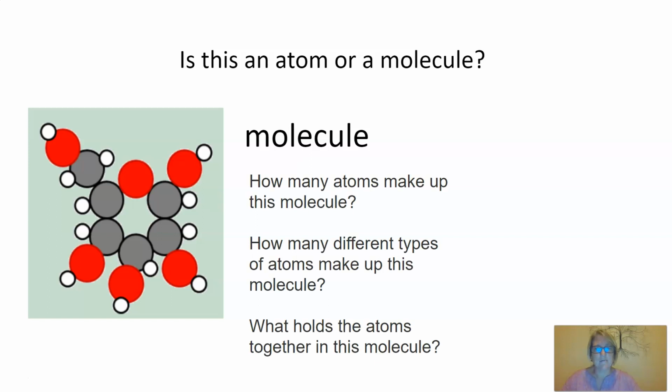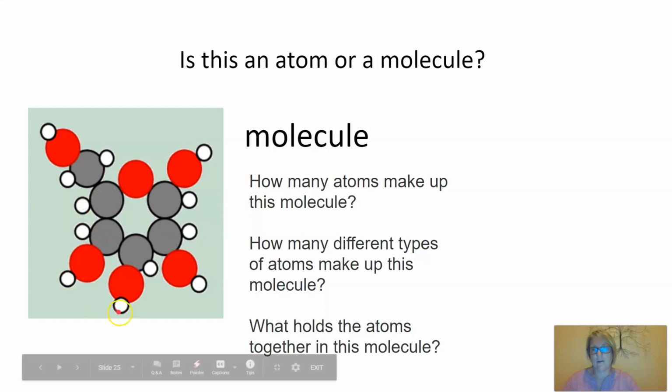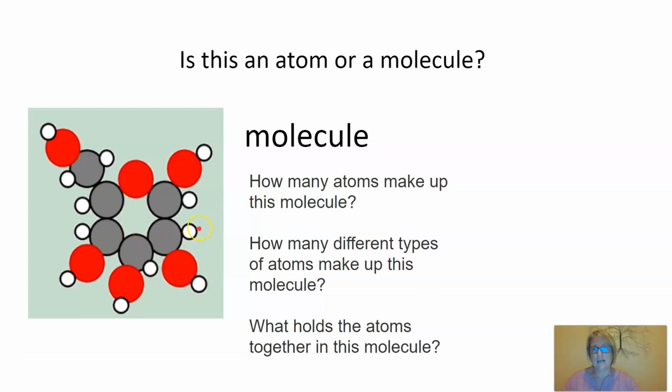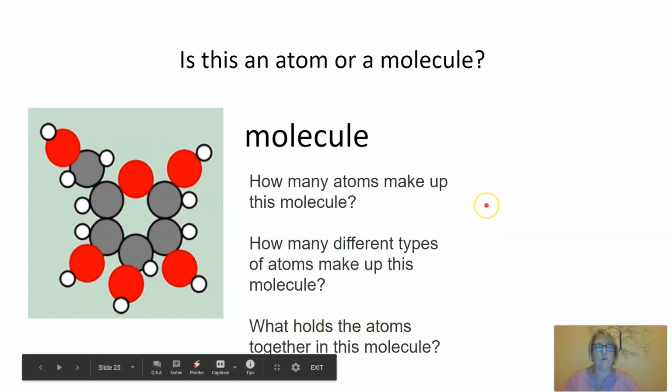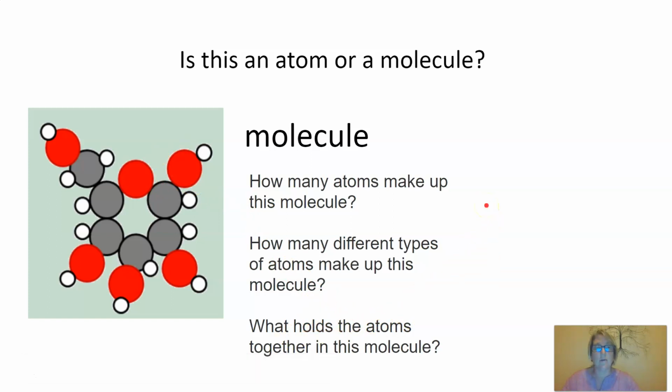How many atoms make up this molecule? 1, 2, 3, up to 24. How many different types of atoms make up this molecule? 3 different types. We've got a small white atom, a red atom, and a gray atom. And what holds the atoms together in this molecule? Chemical bonds.